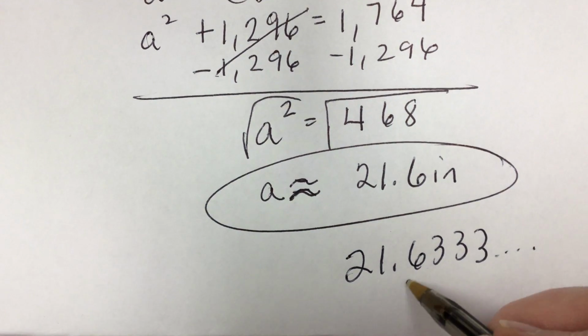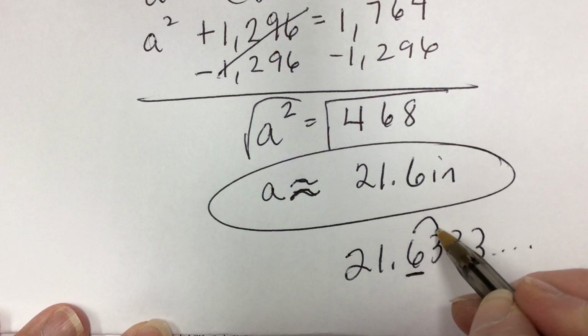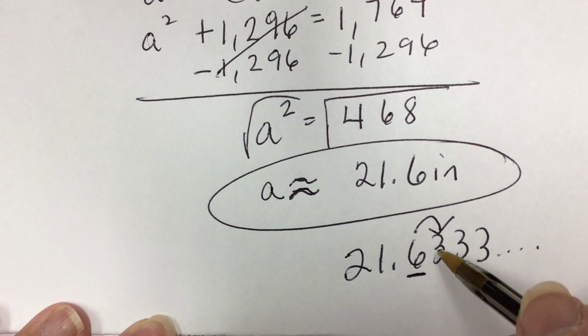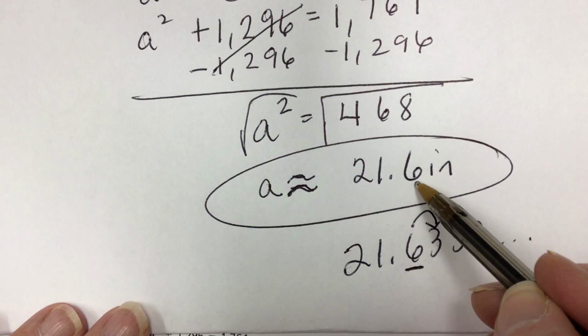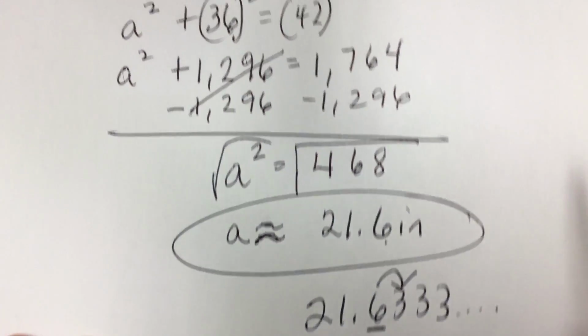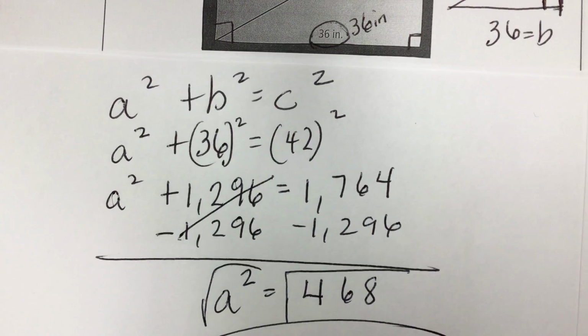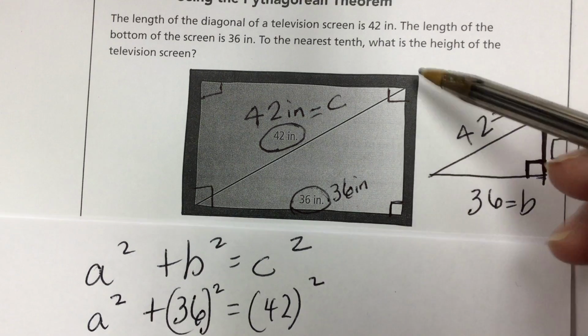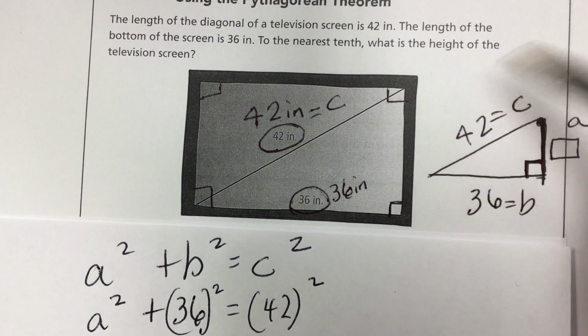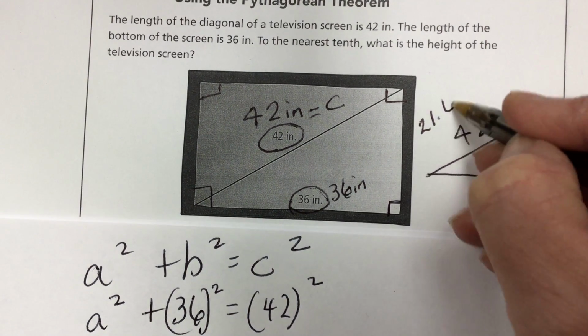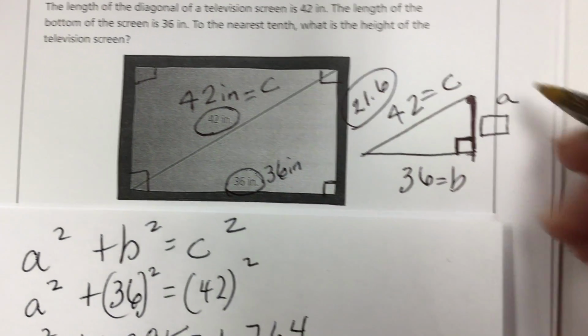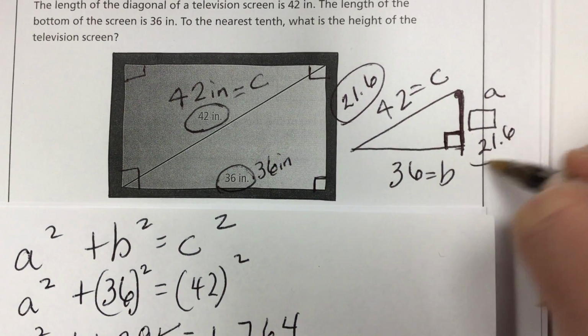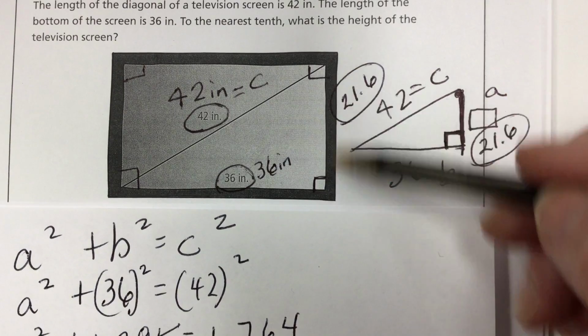So if I'm rounding to the nearest tenth, the number to the right is 4 or less, so the 6 stays a 6. Therefore, the height of this television would be 21.6. That would be our answer. 21.6. That's the height of this television.